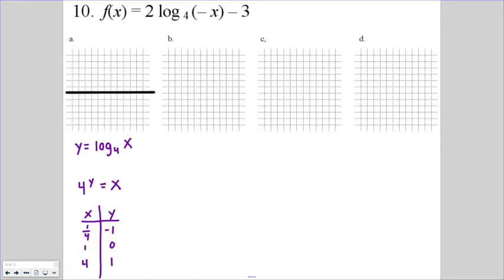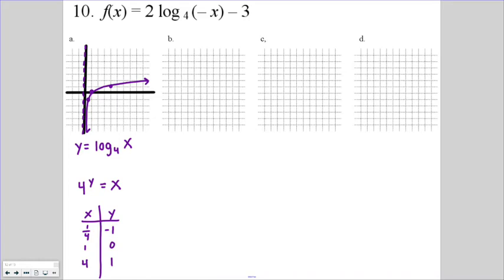Okay, so let's plot these points, see what we get, and then we'll transform as we go. So 1/4, -1 is down here. I'm not scaling today just so we can kind of see what's going on. You are definitely welcome to scale. 1, 0, and then 4, 1. Okay, so this is a logarithmic function, which means that we're going to have an asymptote now sitting along the y-axis, and our function will get bigger and bigger for all values of x, like that. All right, so that's our parent function.